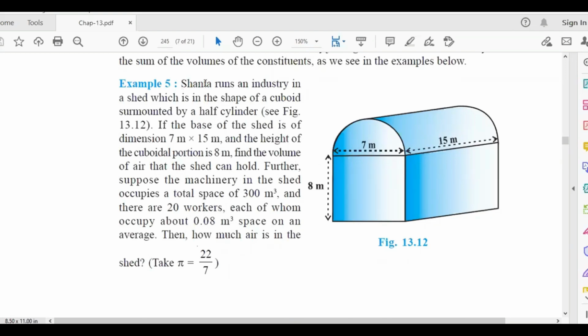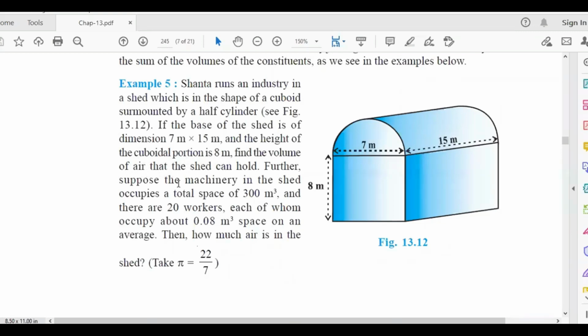Look here, Shanta runs an industry in a shed which is in the shape of a cuboid surmounted by a half cylinder. If the base of the shed is of dimension 7 meter into 15 meter and the height of the cuboidal portion is 8 meter, find the volume of air that the shed can hold.